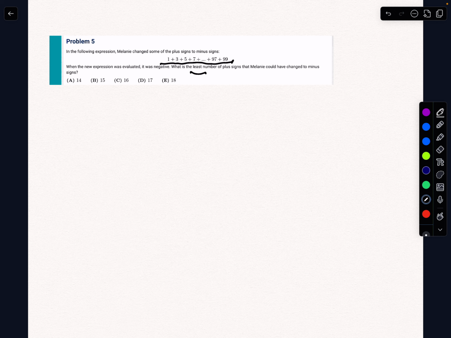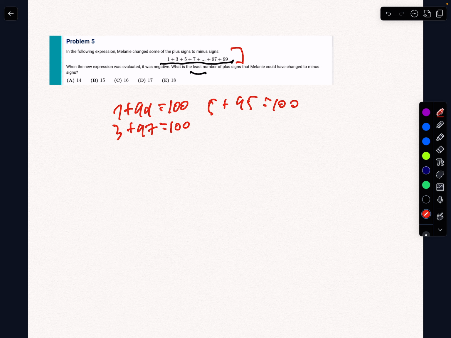Well, I think it's helpful to first know what the sum of this expression is. Interestingly, we can add 1 plus 99 to get 100, 3 plus 97 to get 100, 5 plus 95 to get 100. What I'm doing here is grouping the largest value with the smallest value, and then the second largest value with the second smallest value, and so forth. And we get a bunch of these pairs of 100.